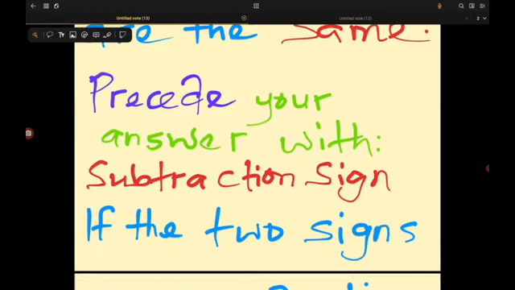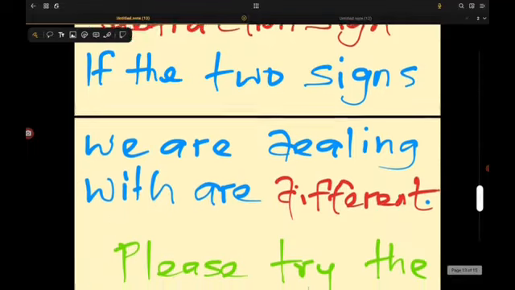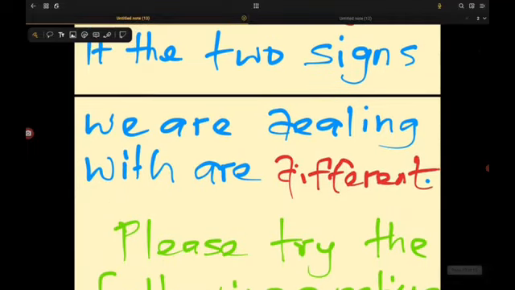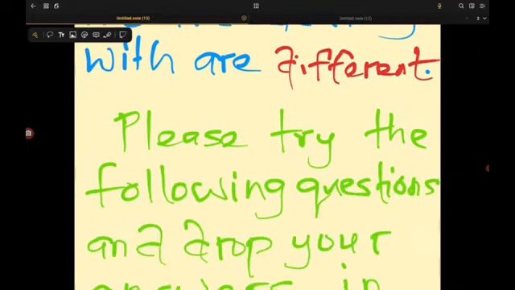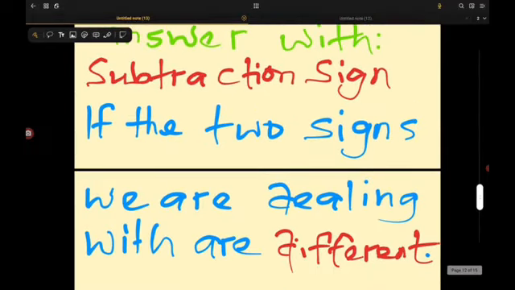But precede your answer with a subtraction sign if the two signs you are dealing with are different. So having said all that, we are gradually approaching the end of today's tutorial.